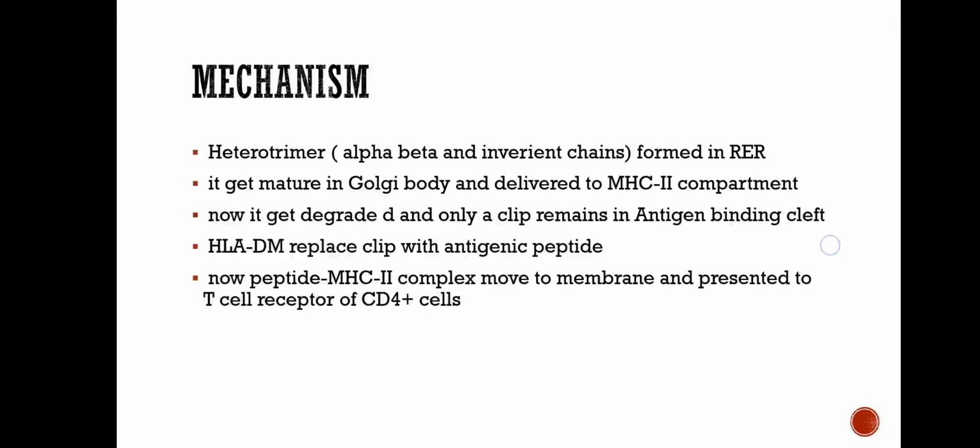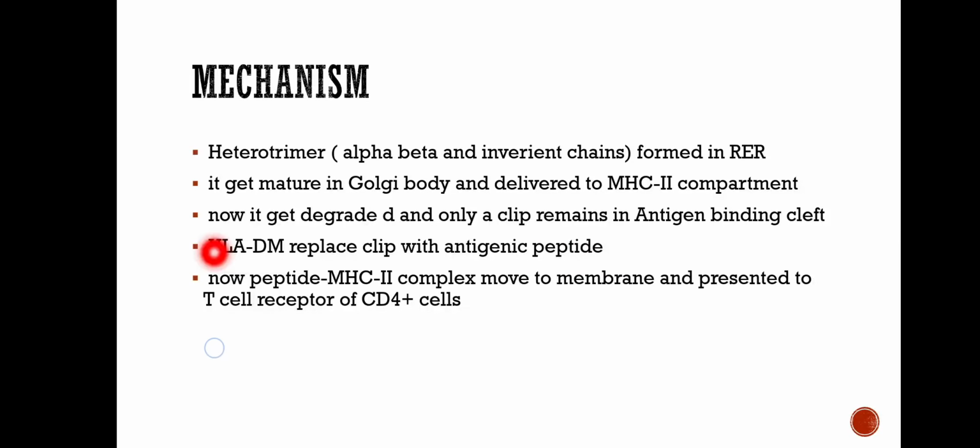The MHC-II compartment has certain enzymes which degrade the invariant chain further and convert it into a smaller molecule known as CLIP. CLIP is nothing but class 2 invariant chain peptide, which binds to the MHC-II antigen binding cleft, inhibiting the binding of antigenic peptide, and remains in that place. So a molecular chaperone known as HLA-DM replaces the CLIP with antigenic peptide.